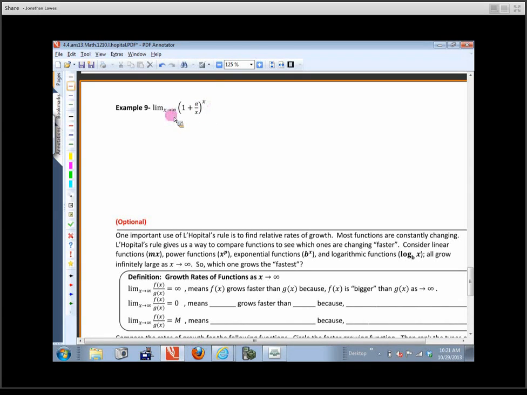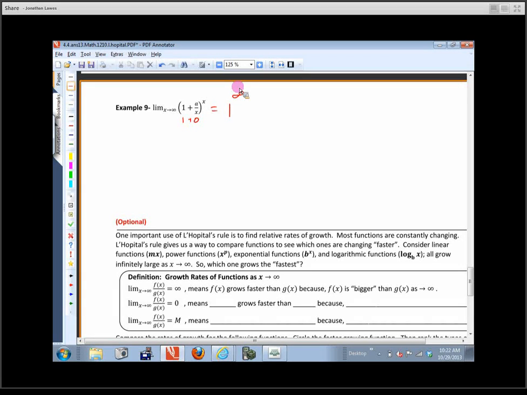If I plug in infinity, or the idea that x is getting larger and larger and larger, this is 1 plus something, some finite number, divided by a number that's getting bigger and bigger and bigger. So this is a 1, this approaches 0, but it's never actually equal to 0. So the base on this one is 1, and this gets larger and larger and larger. Okay? So if I actually had a 1 raised to the infinity, no matter how many times you multiply 1 by itself, it's still just 1.